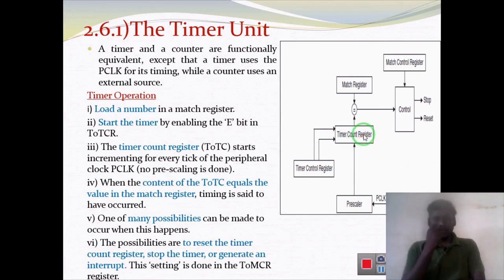Whenever the timer counter register runs with the clock signal, the matching process always takes place. Whenever the value in the match register equals the timer counter register value, a match occurs. Whenever a match occurs, a control signal is immediately activated. This control signal may be used to stop the clock signal, or when we want to reset. So based on this information, the control circuit will be activated.